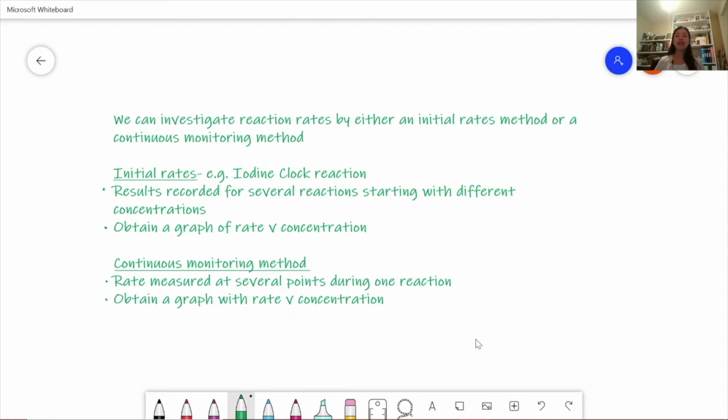So we can investigate reaction rates by either an initial rates method or a continuous monitoring method. An example of initial rates is the iodine clock reaction, and results are recorded for several reactions starting at different concentrations. So you do one experiment with specific concentrations, and then you would alter those concentrations and record some more results. And you would plot a graph of rate over concentration. For the continuous monitoring method, what you do is you measure the rate at several points during one reaction.